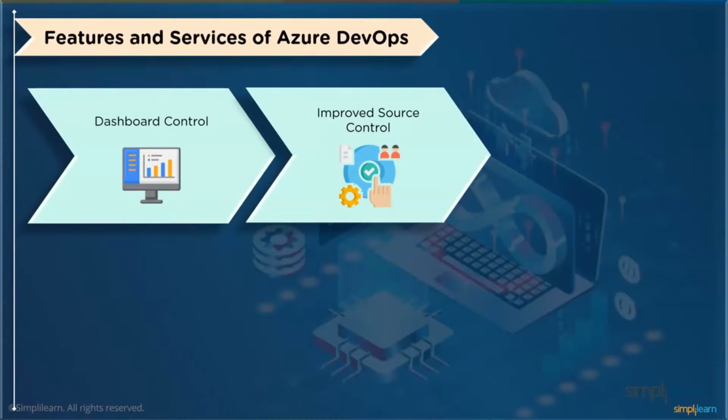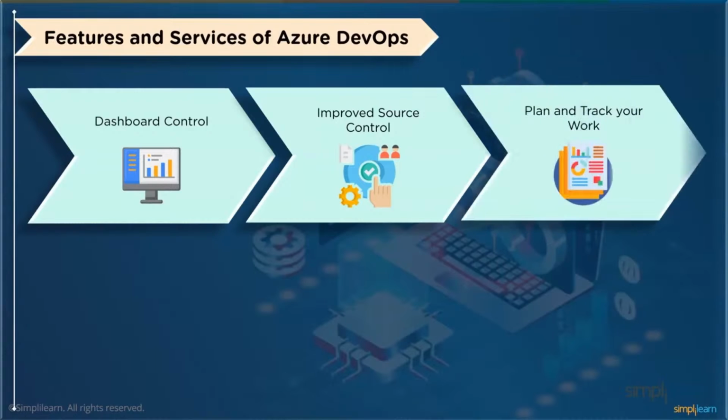To observe change history, you can add and manage Azure Git tags, reviews, downloads, and modify files. Following that, we have plan and track your work. You can utilize Azure DevOps systems to track features, requirements, user stories, tasks, issues, and more using a variety of work items.